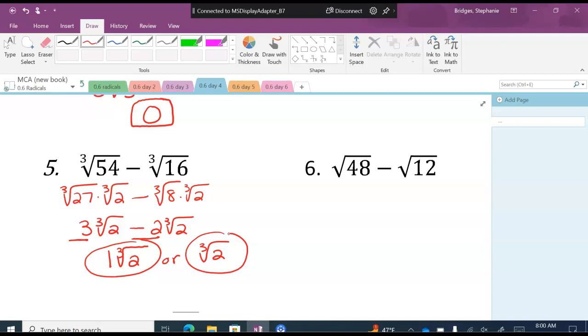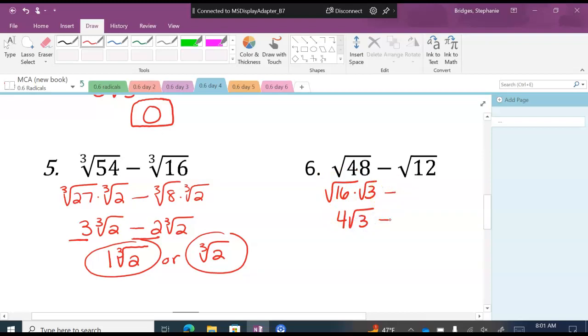With 6, we're going back to squares. Is 48 a perfect square? No. So I'm going to go to the one closest to it without going over, which is 36. That does not divide it evenly. Does 25 divide it evenly? What about 16? How many times? 3. So we're going to split this into the square root of 16 times the square root of 3, which is going to turn to 4 square roots of 3.